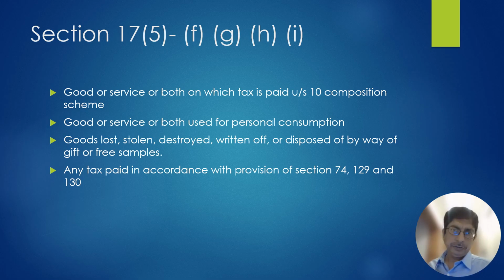Goods or services used for personal consumption. Frankly speaking, I have not understood the purpose of the entry of this clause. Because if you see section 16, it specifically mentions that the input tax credit is available in respect of the material, asset or services purchased to be used in the course or furtherance of business. So if certain things are purchased for personal consumption, the GST credit is not available under section 16 only.